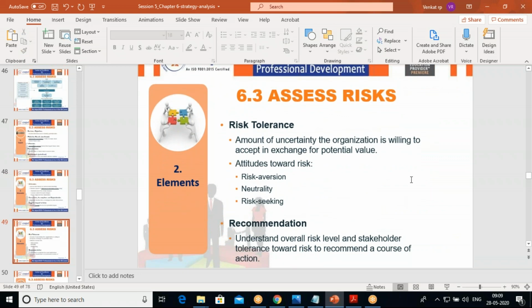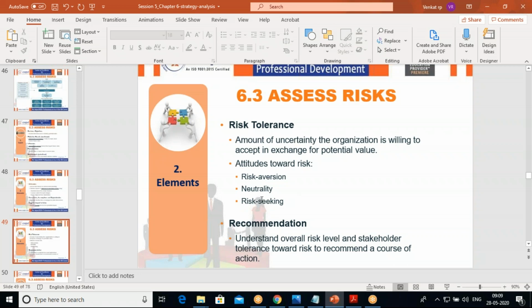And risk tolerance means risk appetite, the amount of uncertainty that an organization is willing to accept in exchange for a potential value. And we have attitudes towards risk, like risk aversion, neutrality, and risk seeking. We will have so many approaches of risk tolerance, right? How we are going to handle the risk.